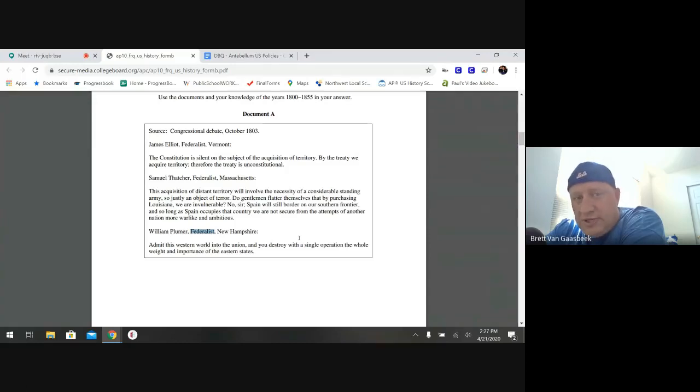They do not want the Louisiana Purchase to actually occur. A, they don't think it's constitutional, from Eliot. B, they don't think it's really a good investment if you've got to protect it, according to Thatcher. And C, they don't think it's a good idea to have new territory when they're still trying to figure out what to do with their current territory in the East, from Plummer. So three different points of view, all dealing with what we should take over, that first argument.